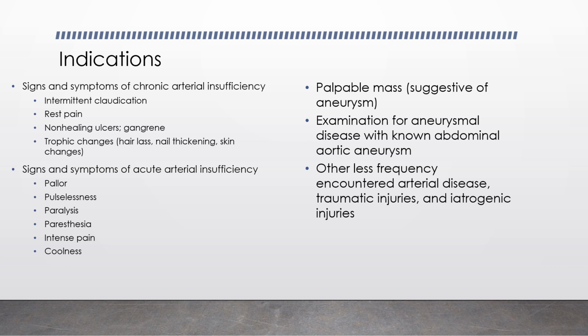You're going to want to evaluate the pulses in each leg at the femoral artery, popliteal artery, and posterior tibial artery. And you're going to want to classify the pulses at each of those levels and compare right to left. A decrease in pulse strength in one leg or the other would indicate that there may be some restriction or stenosis that could be reducing the amount of blood flow to that area.